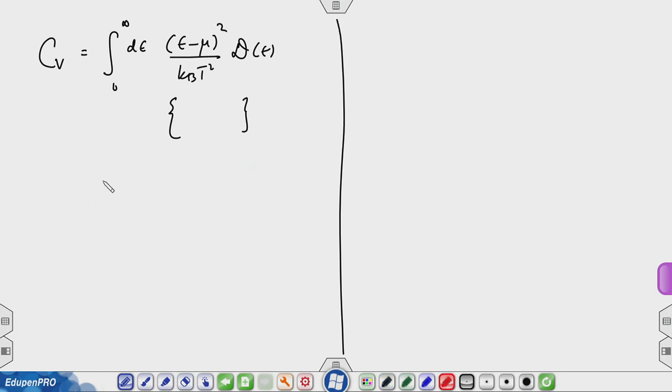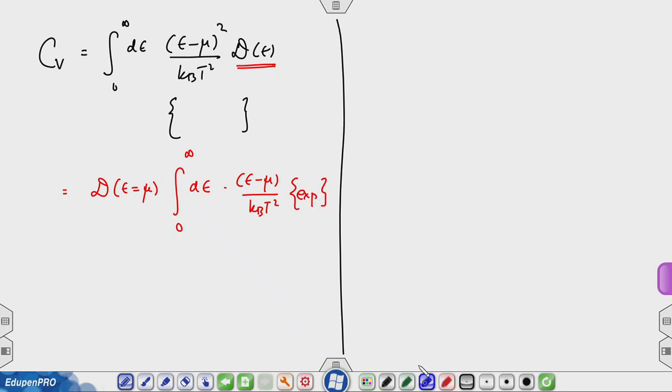Now I can take out this density of states at mu, because this whole function is sharply peaked at mu. So I can write this as D at epsilon equals mu, integral 0 to infinity dE (epsilon minus mu divided by kB T)² times that exponential term. Take epsilon minus mu over kB T to be equal to x. There is a square here.